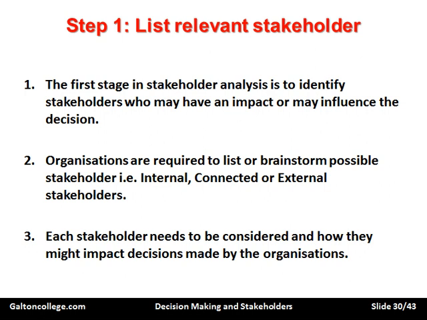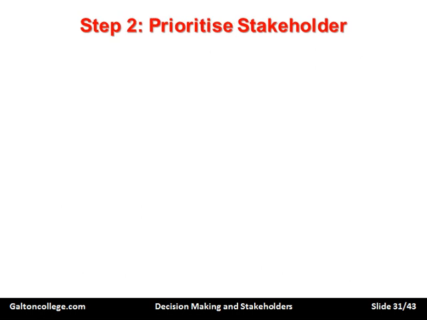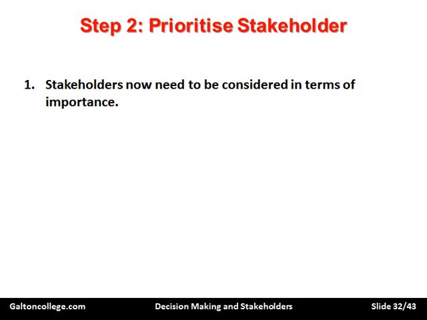Now the second step is to prioritize the stakeholder list. The stakeholders are not all the same. Some will be affected a lot, some will be affected very little. So it's important to rank who is going to be affected most by the decision. In other words, prioritize the list.